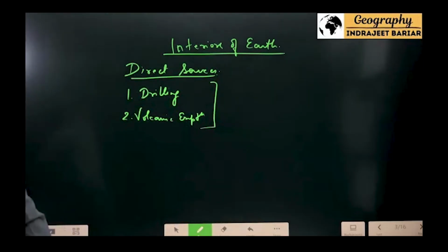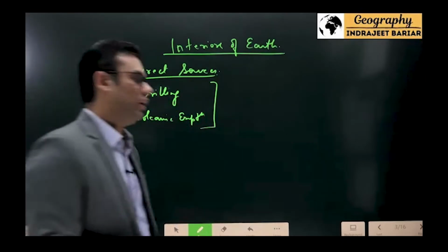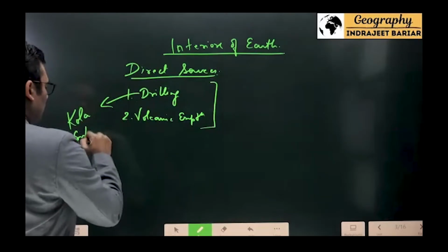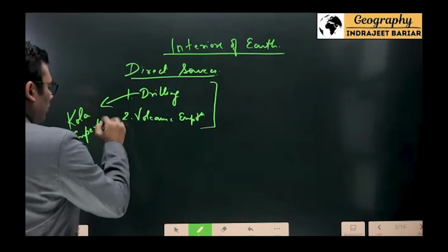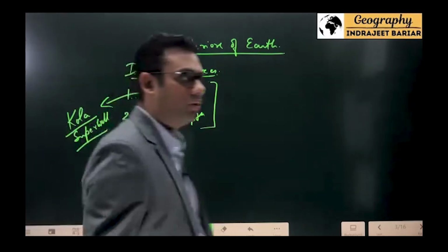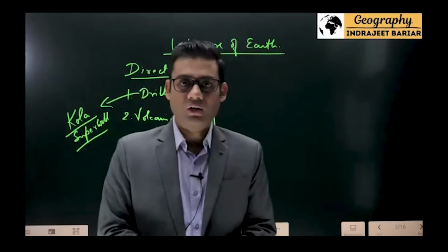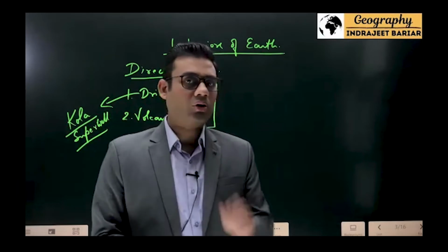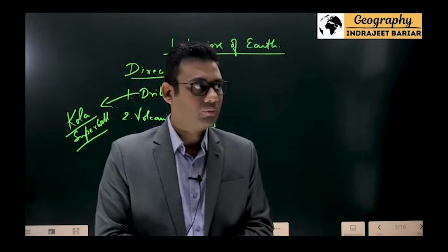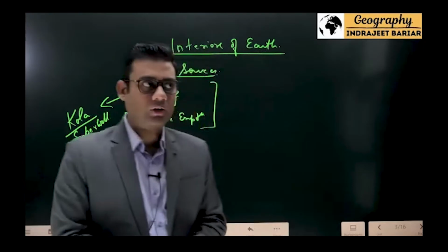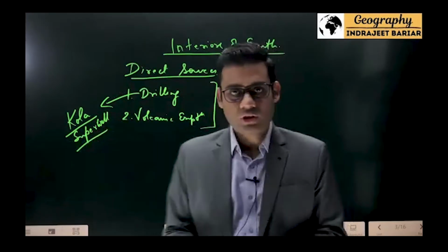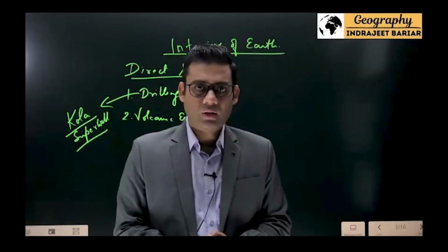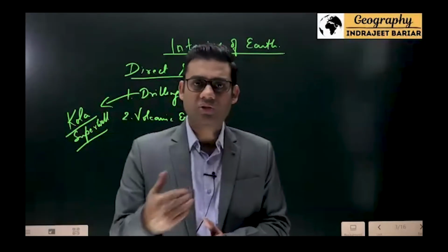Now this limit up to which drilling can be done, if I take an example of this drilling, there was this project called the Kola Superdeep Well project. Kola Superdeep Well, Kola Peninsula. Where does Kola Peninsula lie? Kola Peninsula is in northwestern Russia. And in that Kola Peninsula, there was this deep drilling project which was undertaken. Its sole purpose was to study the interiors of the earth itself. But with the disintegration of USSR, the project was abandoned.